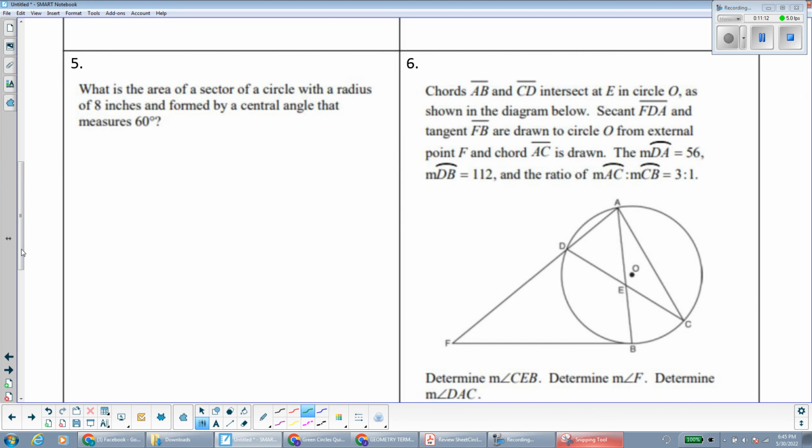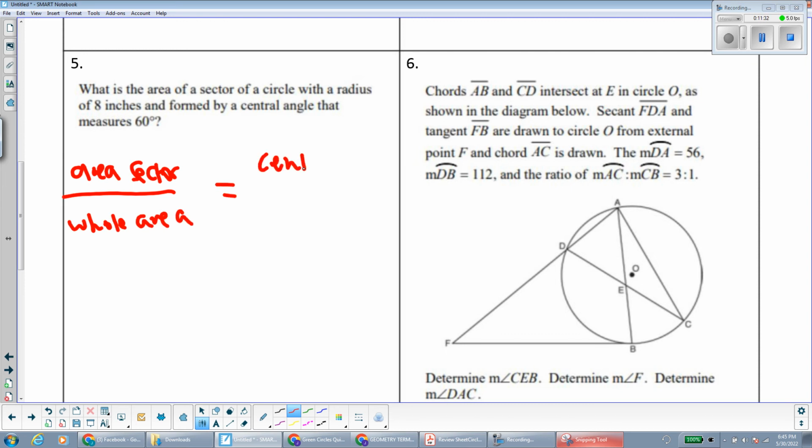Here we have an area of a sector question, and it's pretty simple because it's in degrees, not in radians, so we don't even have to worry about radians here. This is all in degrees. I'm going to set up my proportion. Area of a sector over whole area of the circle is equal to central angle over all the central angles, which is 360 degrees.